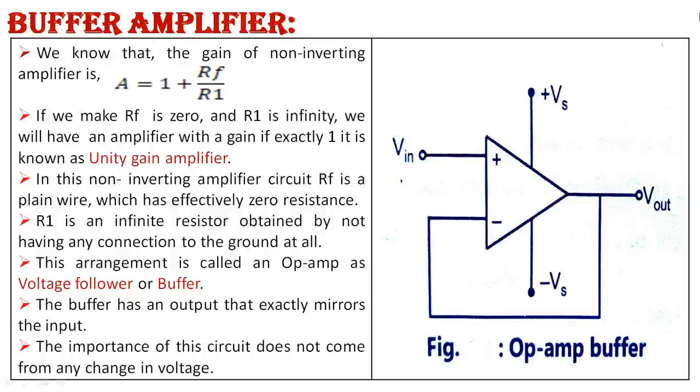In this non-inverting amplifier circuit, RF is a plain wire which has effectively 0 resistance. R1 is an infinite resistor obtained by not having any connection to the ground at all. This arrangement is called an op-amp as a voltage follower or buffer. The buffer has an output that exactly mirrors the input. The importance of this circuit does not come from any change in voltage.